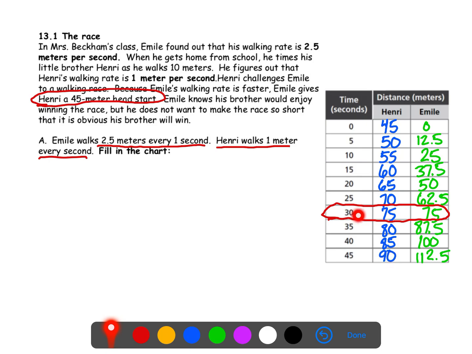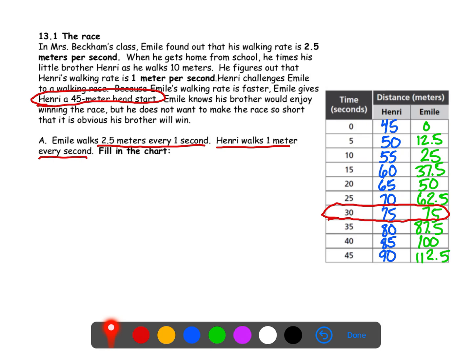If we look at exactly 30 seconds, they're side by side. That means that Henry is not winning, they are tied. So we would want a time for the race to be less than 30 seconds. You could say maybe between 25 and 30 seconds would be a good time length for the race so that Henry still wins and it's a close race between the two boys.